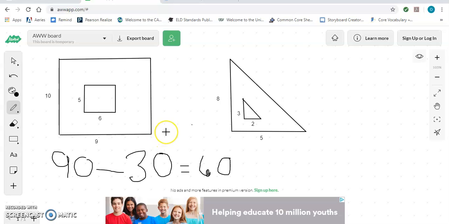I really have full confidence that you guys have learned how to do this in class and you can do it on your own, okay?